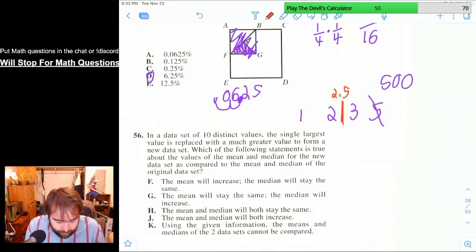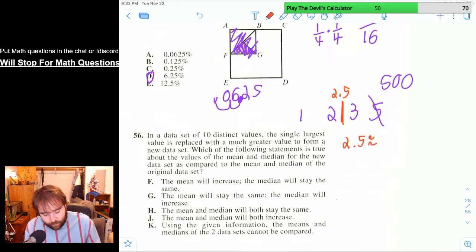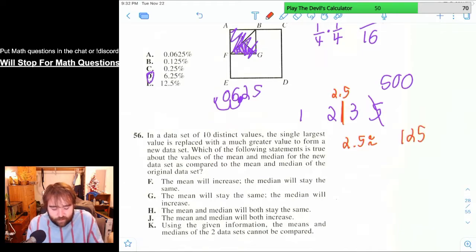If we think about the average before, add all those up and divide by 4, you get like 11 over 4, which is like 2.5-ish. But now with the 500, if you add all those up and divide by 4, that's like massive now, right? Basically, it's just 500 divided by 4. It's like 125-ish. So yeah, that is a massive change on the mean. So the median will stay the same. The mean will increase. F is looking pretty good.